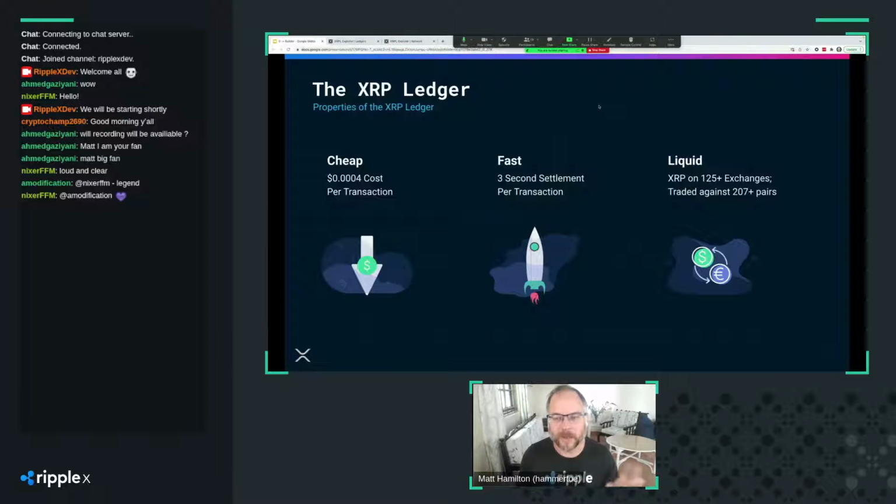It's also very liquid. It's available on over 100 exchanges worldwide. It's traded against a lot of different fiat pairs. So if you're trying to trade in and out of different cryptocurrencies or different fiat currencies, the chances are XRP is going to be listed there.